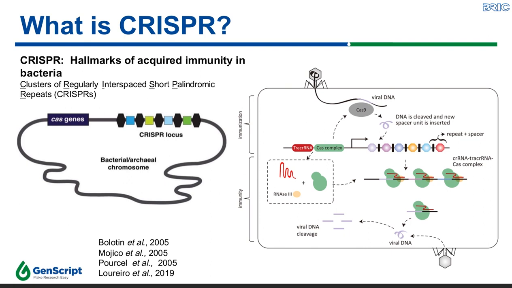Just a little bit of background here. In the mid-2000s, researchers found that many bacteria contained repeated sequences, as shown in the black diamonds here, flanked by unique sequences, as shown in the colored boxes in the genome, which is called CRISPR, an acronym for clusters of regularly interspaced short palindromic repeats. The researchers found that these unique sequences are DNA that comes from viruses.